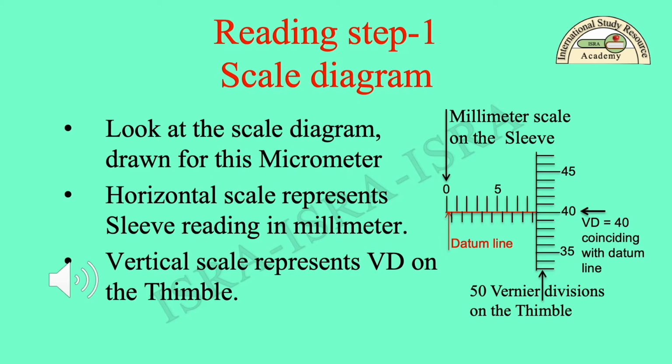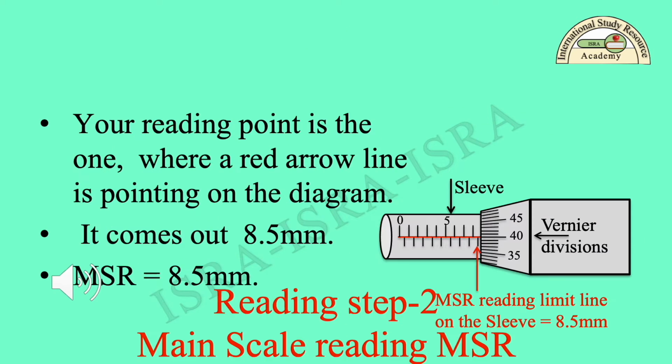Reading Step 1. Scale Diagram. Look at the scale diagram drawn for this micrometer. Horizontal scale represents sleeve reading in millimeter. Vertical scale represents VD on the thimble.